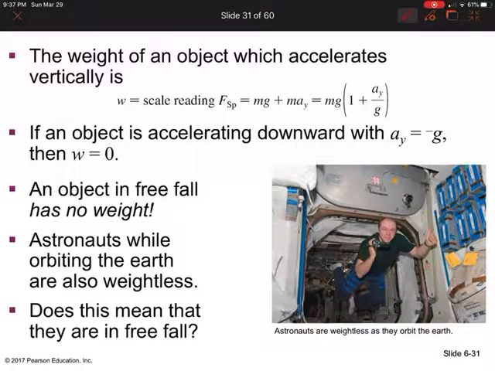Okay, and now this is showing you the same equation. Okay, that's the one that we just used. And it's showing that an object that is accelerating downward is negative g, and that weight is equal to 0. So when an object is in free fall, then it has no weight.